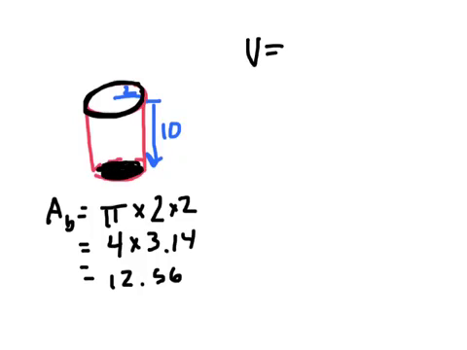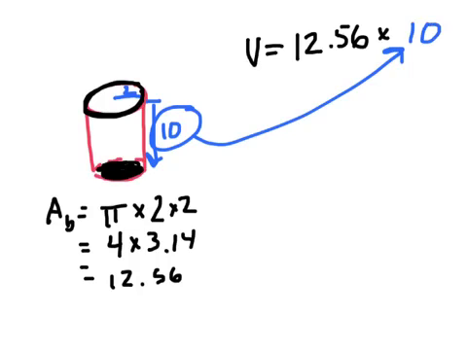So to find the volume, I take that area of 12.56 and I'm going to multiply it by how high this cylinder is, in other words 10. So in this case my volume is going to be 125.6 units cubed. And there you go, that's a lesson of volume of prisms and cylinders.